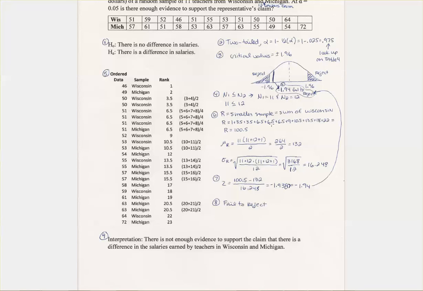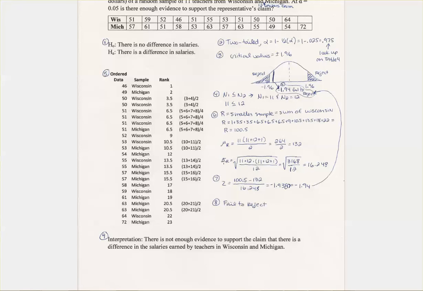I added up all of my Wisconsins. I got 100.5. I then find mu of R. This is where your n1 and n2 come in. I took the formula for mu of R and plugged in my n1 and n2 to get 264 over 2, which is your 132.